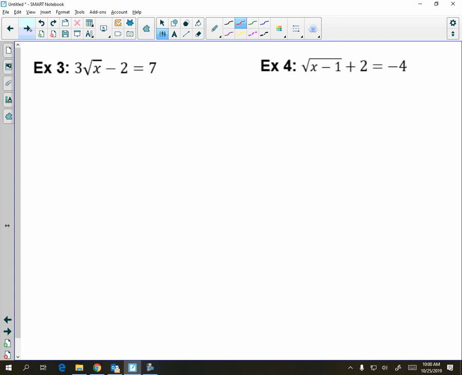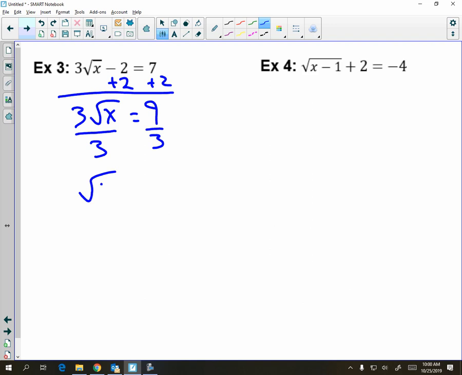For number 3, you have 2 things going on the left. I recommend that you always add and subtract before you divide. So bring over the 2 first. And now get rid of the 3 in front of the radical. Now that you have the radical by itself, square both sides. And you get that x is equal to 9.